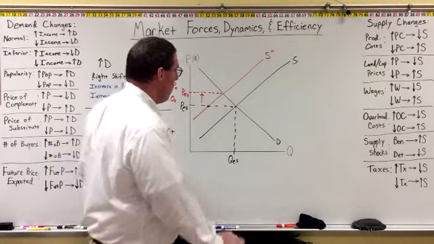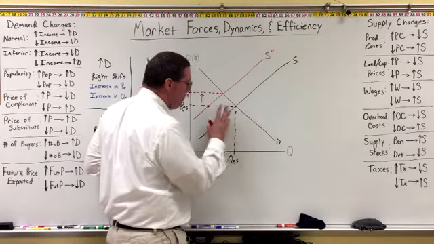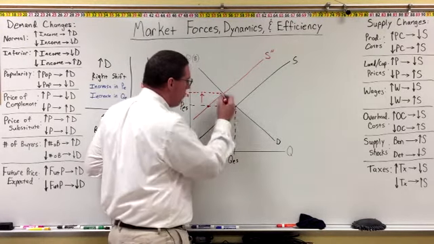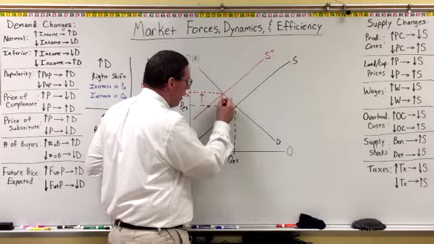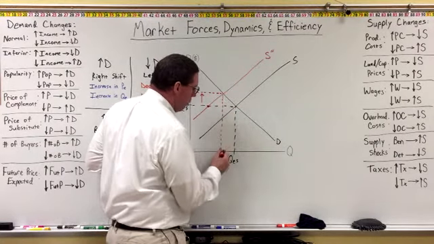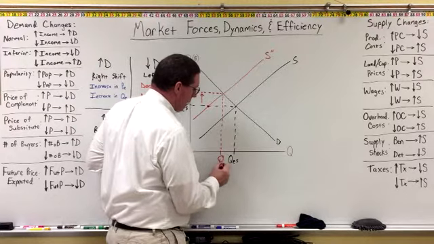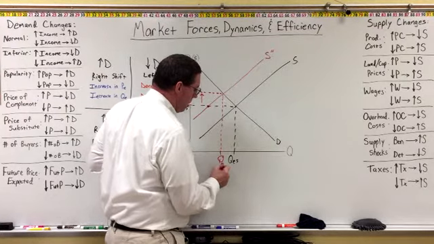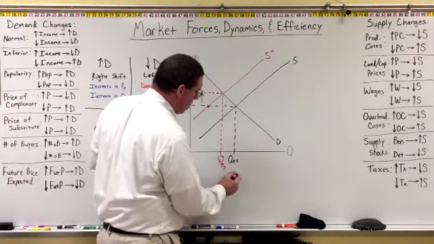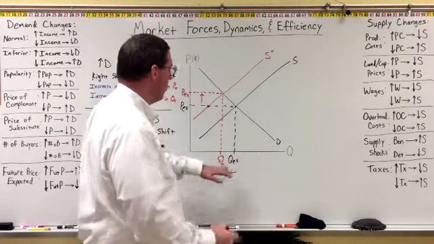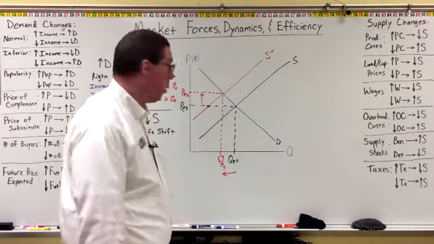When the price goes up, some of the buyers are going to back off from what they used to buy, and now we're going to have a new agreement between suppliers and buyers, a new equilibrium quantity. And so you can see here that this is going to result in a decrease in equilibrium quantity.